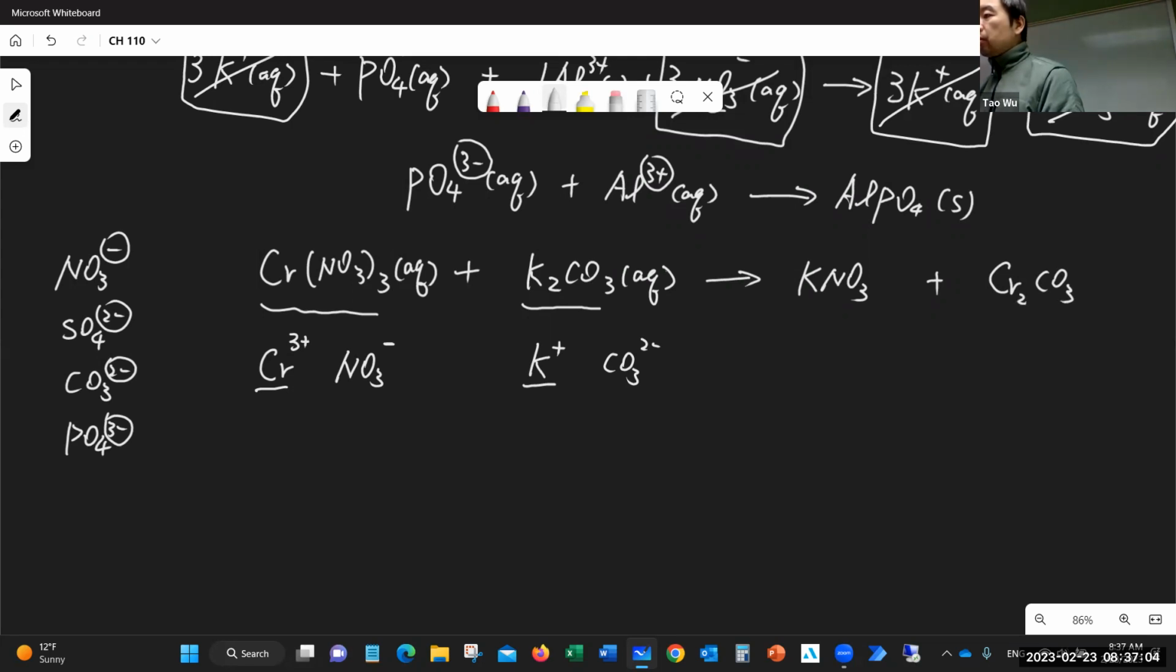So Cr2(CO3)3, that's going to be the formula, right? And you see potassium nitrate is aqueous because it is soluble. Group 1A plus any cation will be soluble. The second one is an insoluble compound. If you look at the solubility chart, you see this is insoluble. So that's why we're making correct formulas.